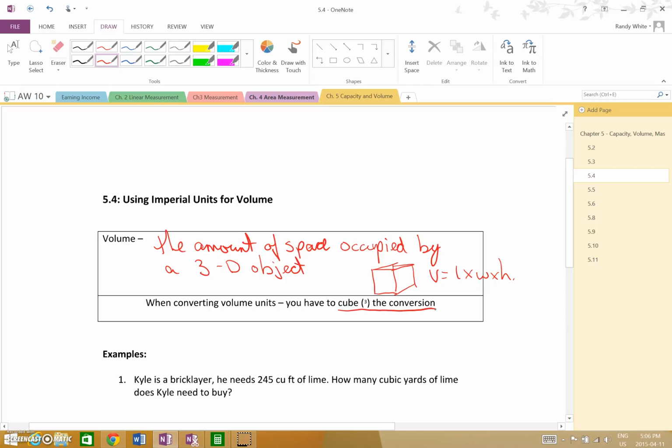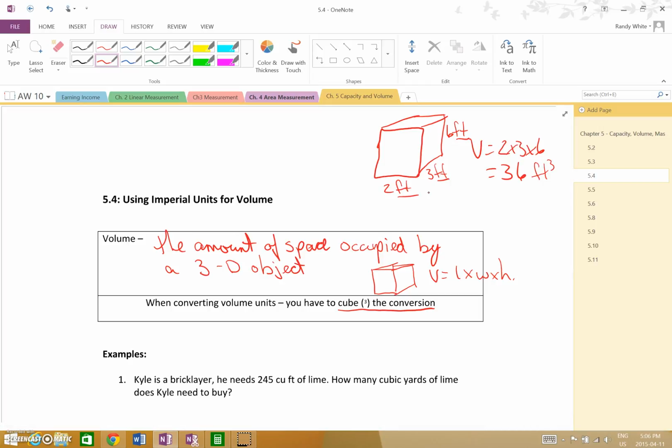Reason being is, for example, back to my fridge here, so let's say this is 2 feet by 3 feet by 6 feet. So my volume is going to be 2 times 3 times 6, which is 36. But then I have to put cubic feet because I'm going feet times feet times feet, which is cubed. So you always have to remember to cube it. Right? Surface area and area is squared, but volume, we want to make sure we cube that.